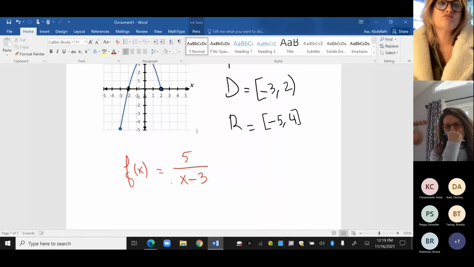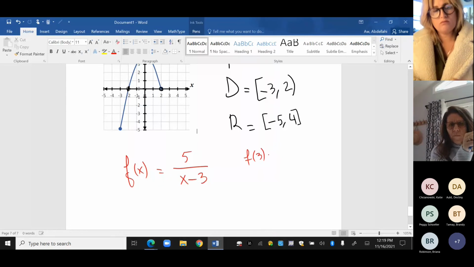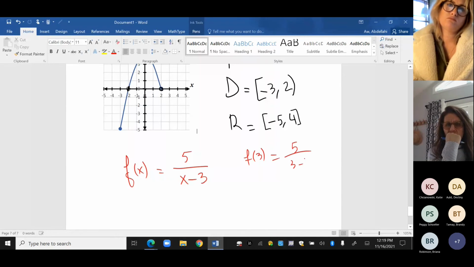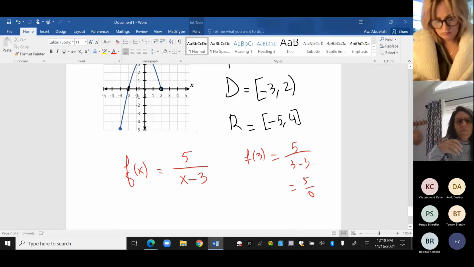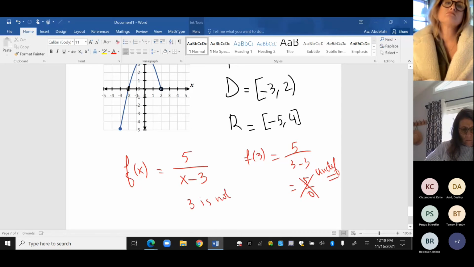When you try to plug in that number, we will have a problem. 3. I think it's 3, right? Try to say f of 3. F of 3 is 5 over 3 minus 3, right? Which is 5 over 0. Now, is 5 over 0 a number? That is not a number, right? That's undefined, which means 3 is not in the domain.